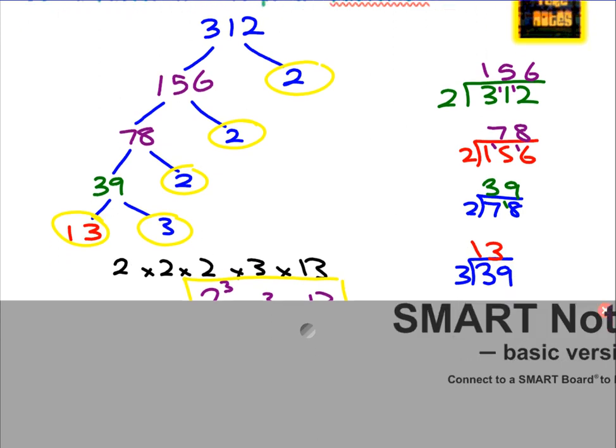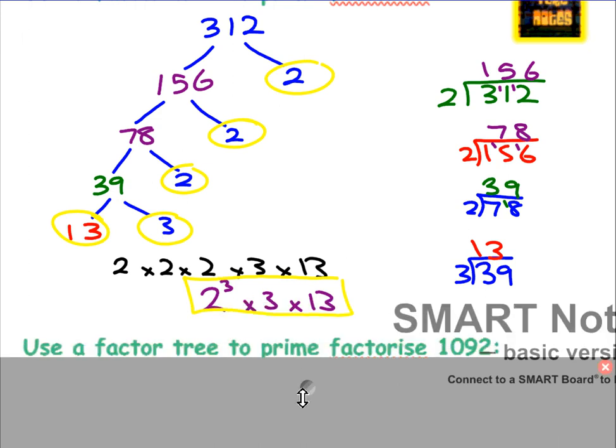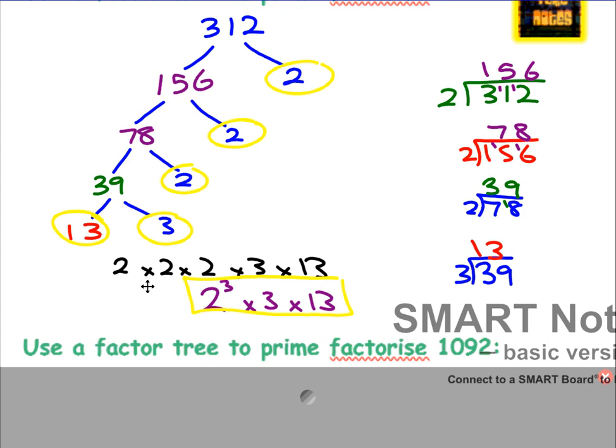If one of the factors is being repeated, like 2 times 2 times 2, the way you must write your final answer is you've got to use exponents. So see, there's 3 2's, so it's 2 cubed, because it means not 2 times 3, it means 2 times 2 times 2. So 2 cubed times 3 times 13. See, smallest to biggest base. That's your final answer for the prime factorization.